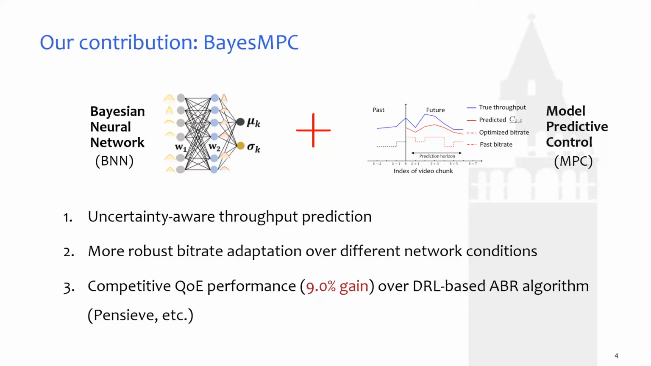Third, we implement BayesMPC for adaptive video streaming on 3 real-world network trace datasets. The results show that BayesMPC outperforms in overall QoE performance and generalization performance across a wide range of network and user conditions.